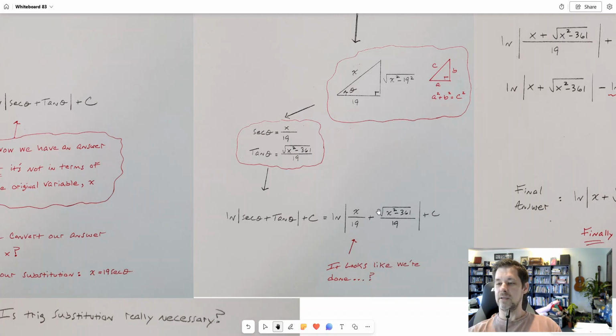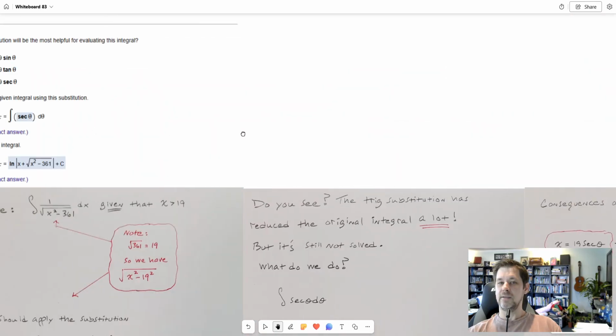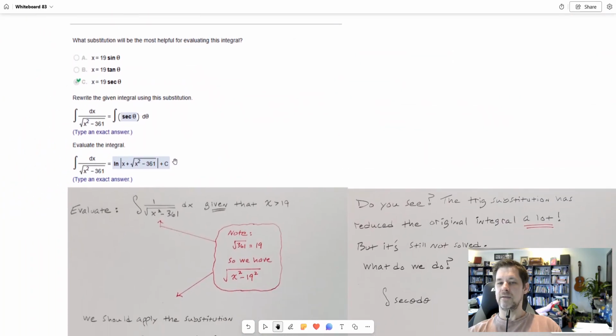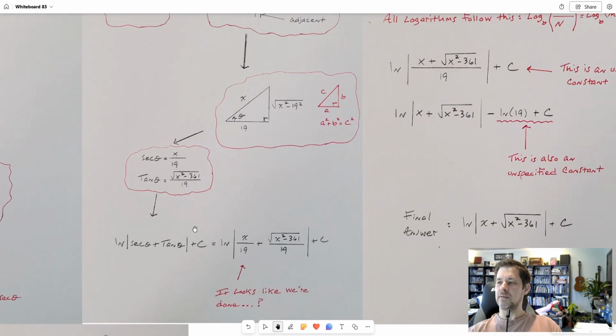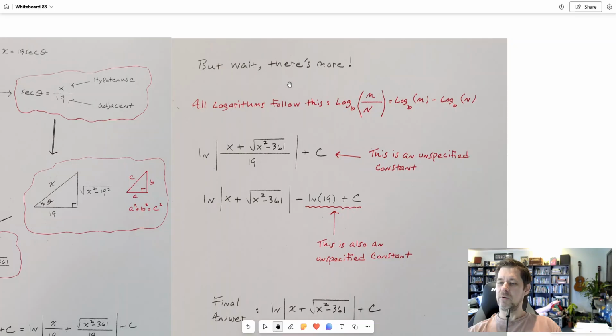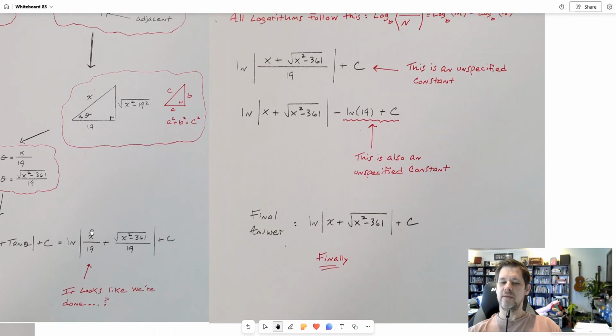But look at this, it doesn't seem like the answer that's given here at all. Okay, it has some similarity, I guess, but it's not the same. So let's do this. There's more. How do we get that answer? How do we go from this to what I just showed you up there?